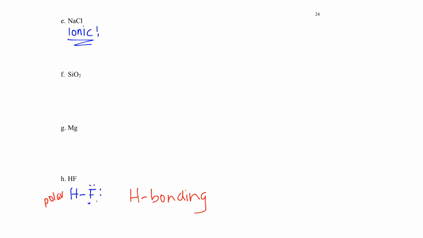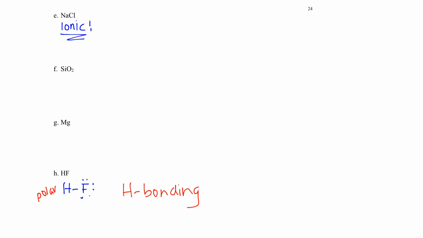Now for the other three, we didn't draw Lewis structures. So if we think back to our solids unit, we had a couple different kinds. We had ionic solids, we had molecular, we had network covalent, we had metallic, and we talked about amorphous briefly. So I'll start with NaCl.